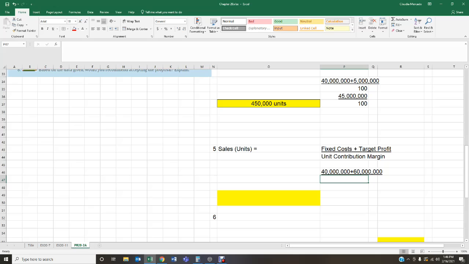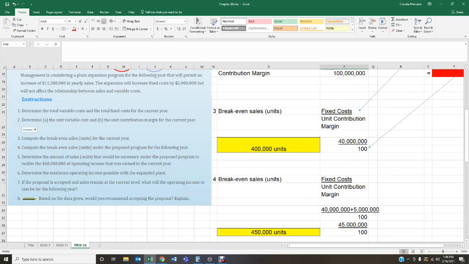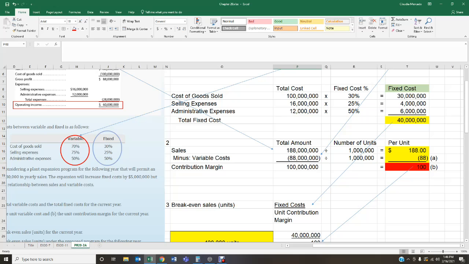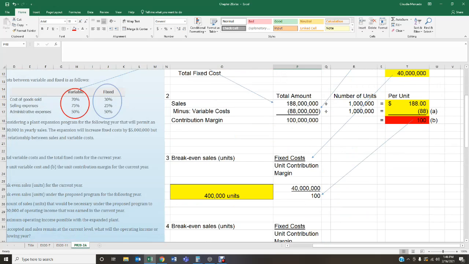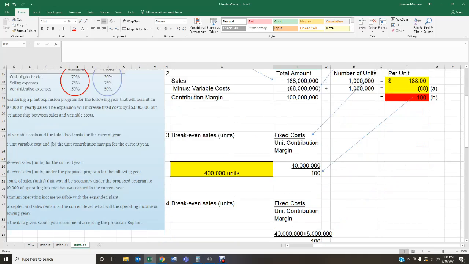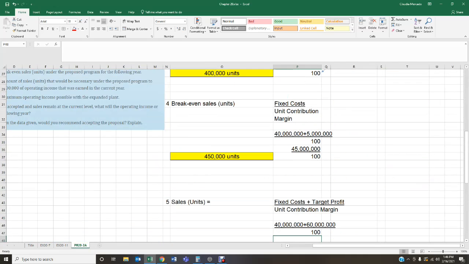And the unit contribution margin is the $100 that we had been calculating, and that is coming from my contribution margin calculation right here of 100. So be very careful because that number is used frequently. Make sure it is accurate when you calculate your solutions for your homework. Okay, so we've got 45 million divided by 100. That gives me 450,000 units.